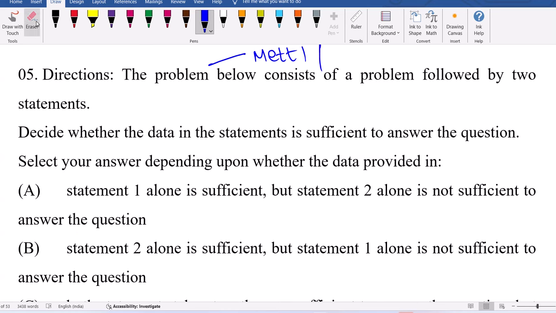Mettl platform, Wheebox, and Cocubes. There are three different platforms. They'll conduct the exam in any of these three platforms. Sir, how can I know which platform they're conducting the exam? During the mock test, you will understand.